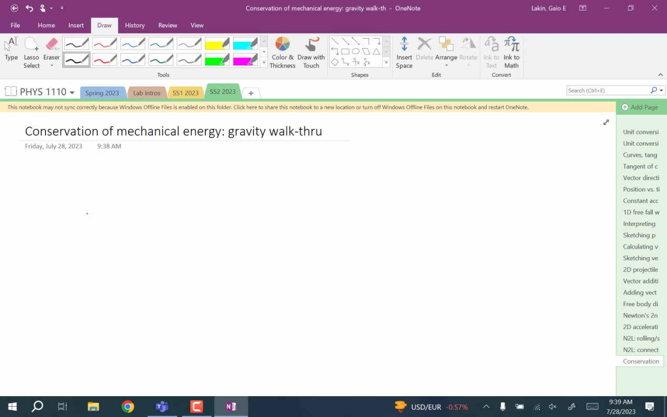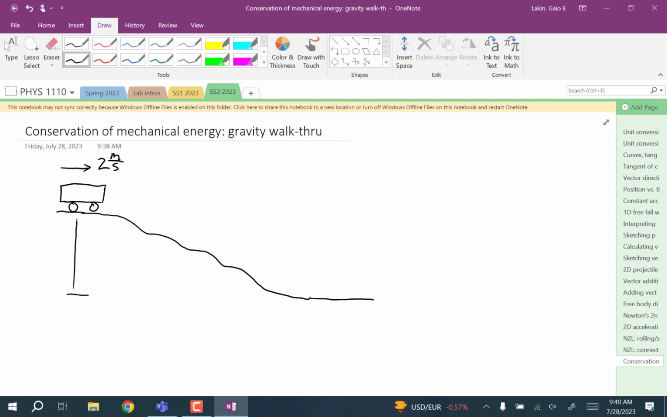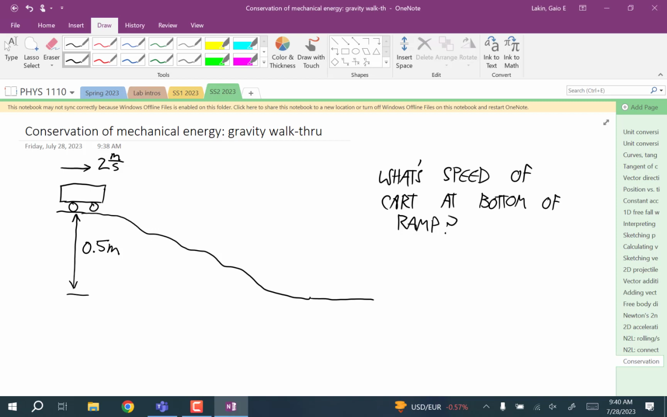Okay, so let's say that we have a ramp and we don't have to know what the shape of the ramp is. That doesn't change anything. And let's say that at the top of the ramp we have a cart, and it is moving at the top of the ramp 2 meters per second. And the ramp has a height of 0.5 meter. And we want to know what's the speed of the cart at the bottom of the ramp.